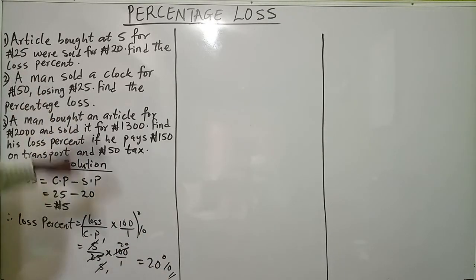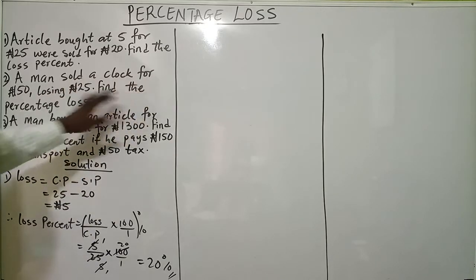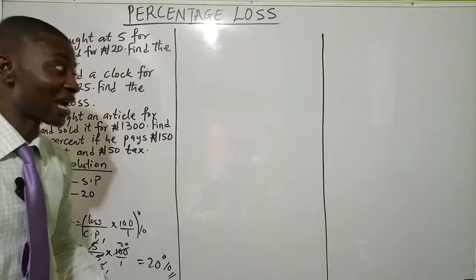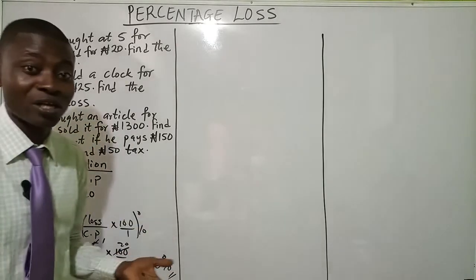So let's use the second one to demonstrate again what we just said. It says a man sold a clock for 50 naira, losing 25 naira. Find the percentage loss. If you look at this question, we don't know the cost price. The cost price is not given to us. So what are we going to do?